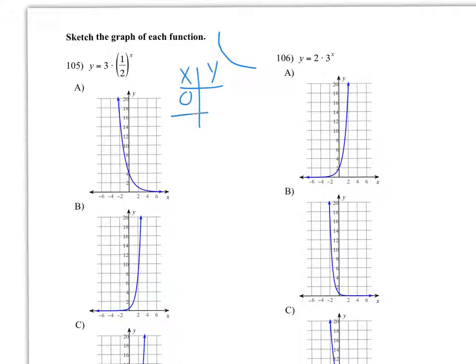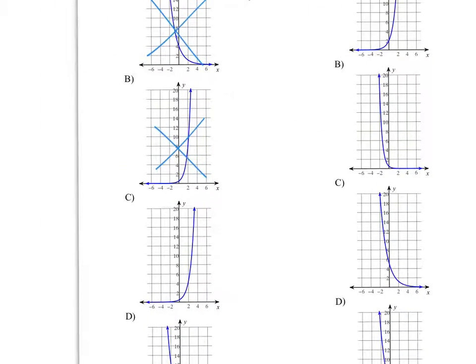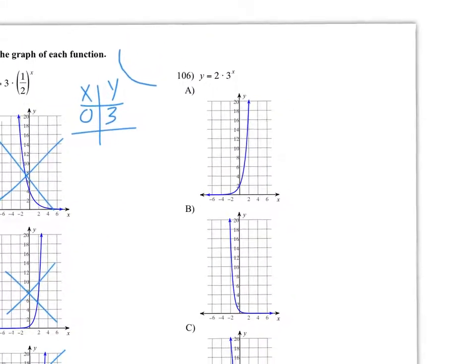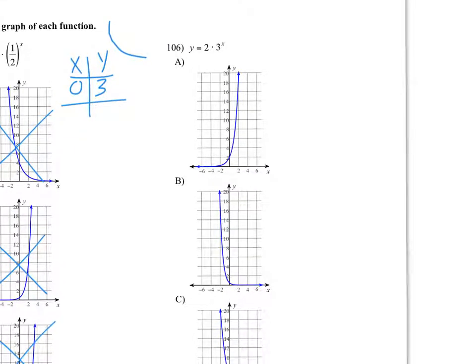If I plug in 0, we get 3 times 1, which is 3. A can't be it. B can't be it. C can't be it. And D is the only one that goes through the point (0, 3). These are not hard problems. The goal here is to just plug in some points and get some values. Or this is a multiple choice test. Be aggressive on your test-taking strategies. Use your calculator to the best of your advantage. Not good math practice, really good test practice.